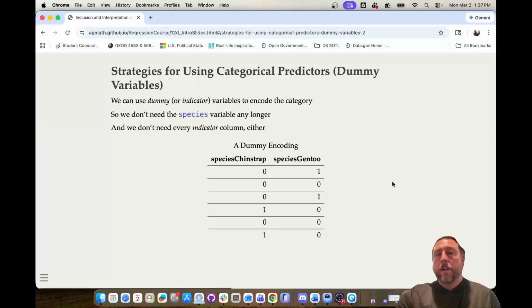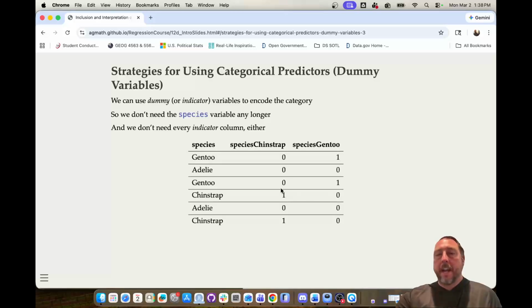In fact, we don't even need every one of those indicator columns either. And so in this first row, I can see that the species of the penguin is not a chinstrap, it is a Gentoo. In the second row of the table, I can see that this penguin is not a chinstrap and it's not a Gentoo. Because there are only 3 species of penguin in our data set, it must be an Adelie. This is an advantage because dropping a column in your data set removes the need for 1 extra beta coefficient. So we can have fewer coefficients by using this dummy encoding.